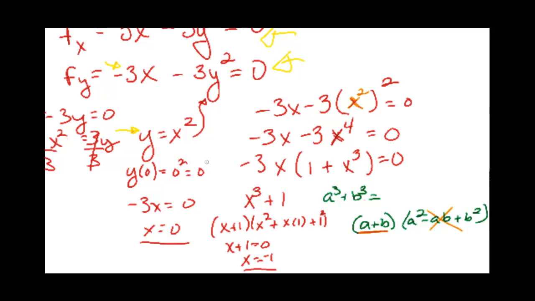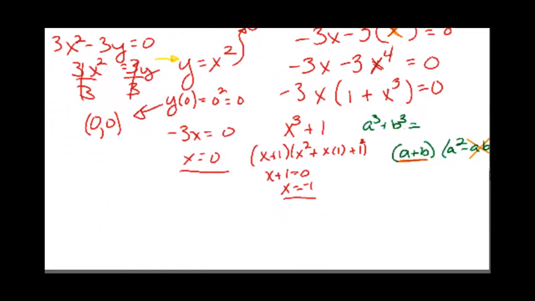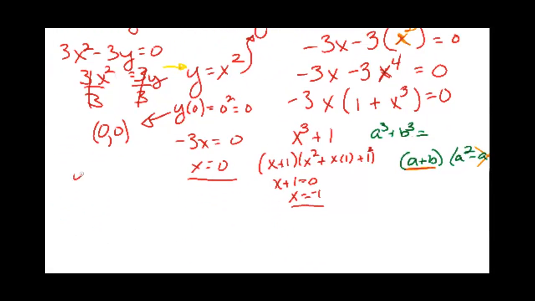And then that tells us our first critical point is going to be 0, 0. Then if we did y of -1, running out of space, let's create some more. Y of -1 would be -1 squared, which is 1, so that point is -1, 1. So now we have to set up our D formula.